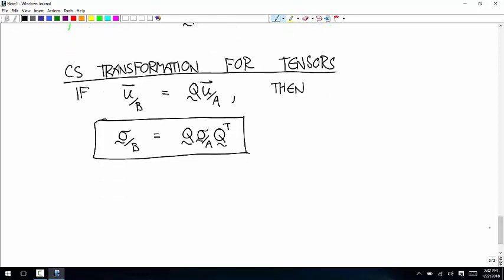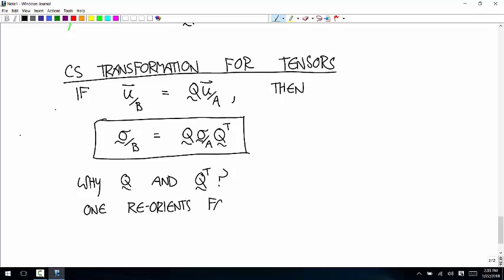Why do you need that? I was afraid you would ask that. Don't be. So why do you need Q and Q transpose? One of them, you can think of it as it reorients the stress cube, the faces of the stress cube.